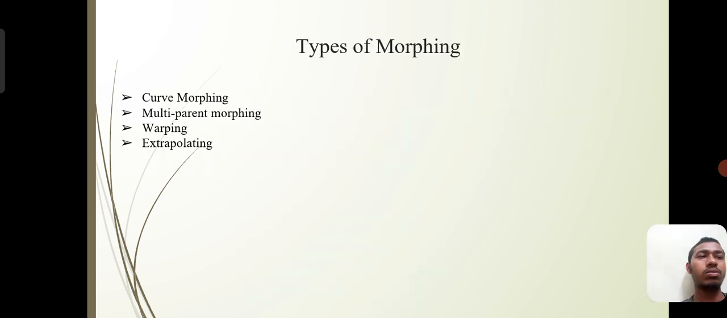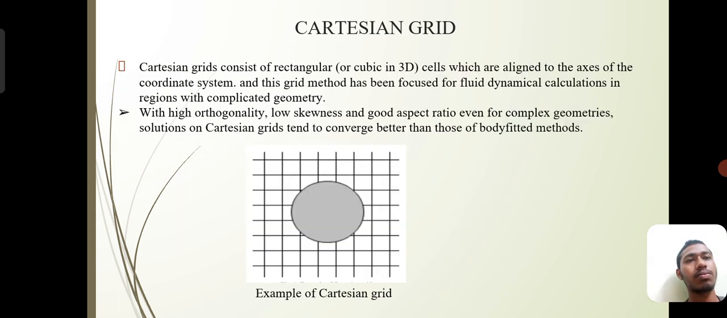And the types of morphing. The types of morphing are called morphing, multi-pair morphing, mapping and extrapolation. These are the types of morphing. There are 4 types of morphing.